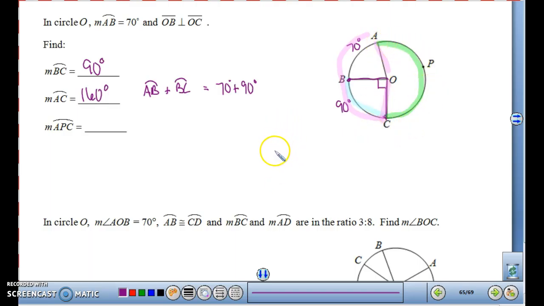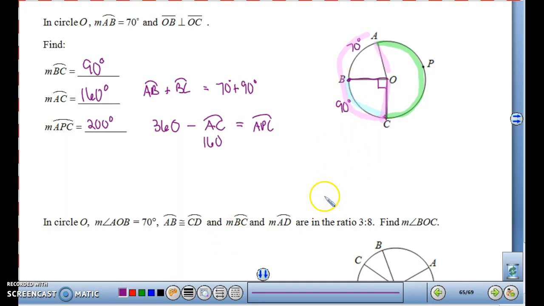Well, how many degrees are there in a circle? There's 360 total, and we take out arc AC, I should say what we just figured out, and we're left with arc APC. So this would be 360 minus 160, because that was from here to here, and we end up with 200 degrees. So that is the measure of the arcs and the angles.